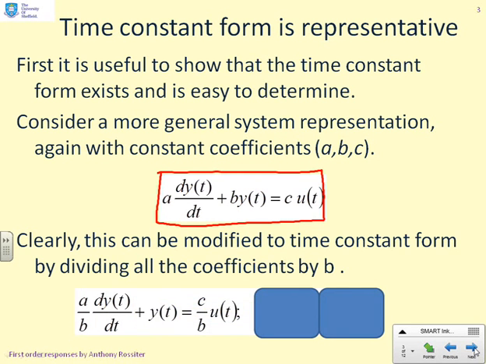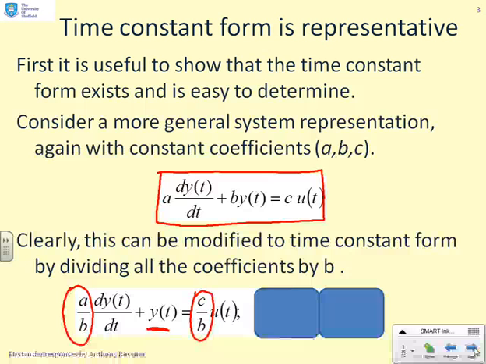Hopefully this is obvious to most viewers. What I'm going to do is divide every term in the equation by b. So you'll see here on the left I've now got a over b times dy/dt. I've then got plus 1 times y(t), because b over b is 1, and then I've got c over b times u(t).